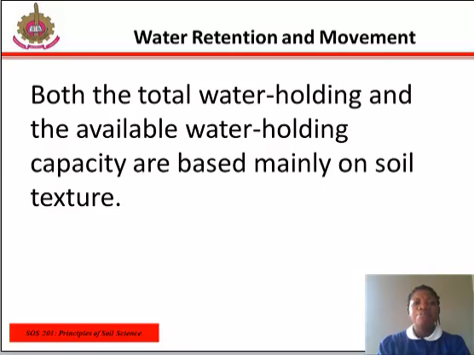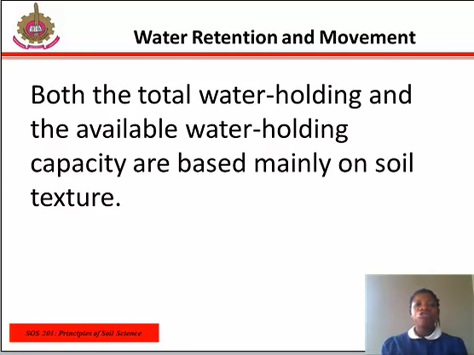Water retention and movement. Both the total water holding and available water holding capacity are based mainly on soil texture. Sand grains are large, so the internal surface area of a soil high in sand is quite low. Thus, there is little surface to hold water films. In addition, the pores are large enough that much of the volume of each pore is too far from a surface to retain water against gravity.